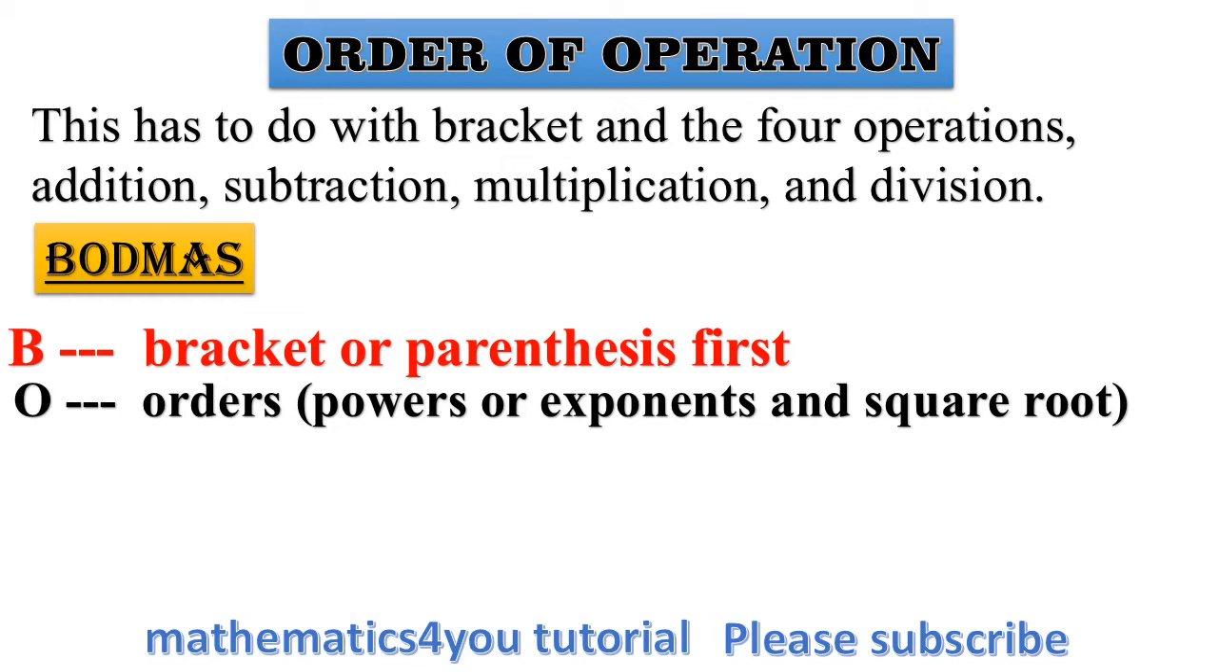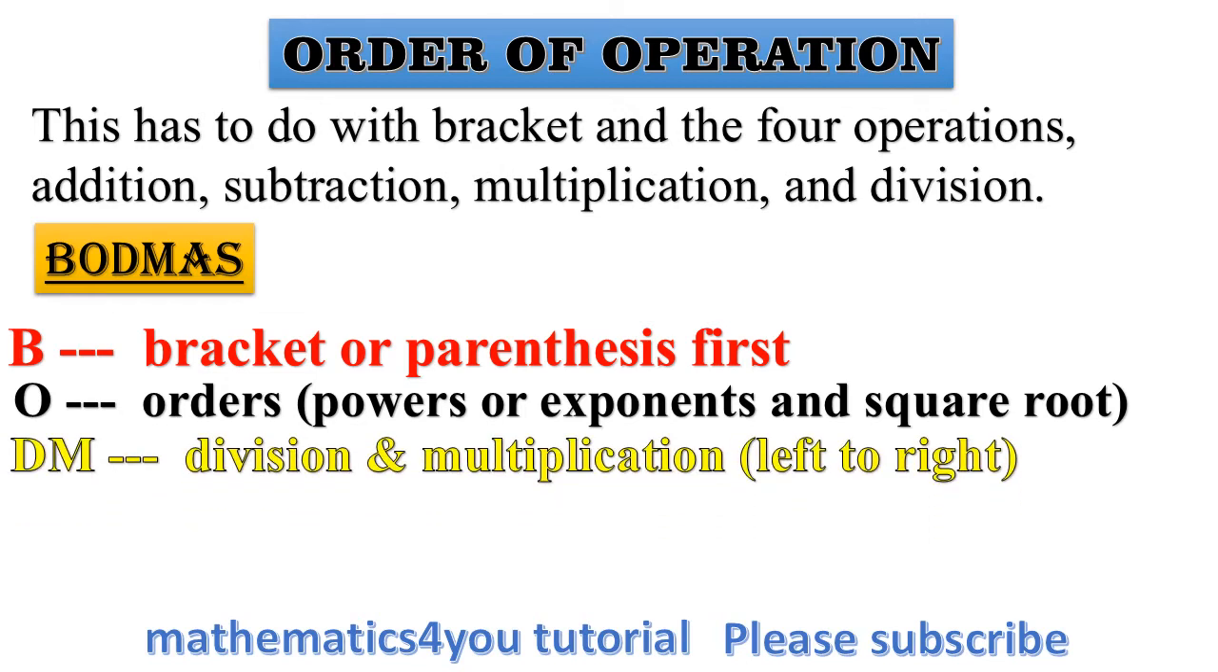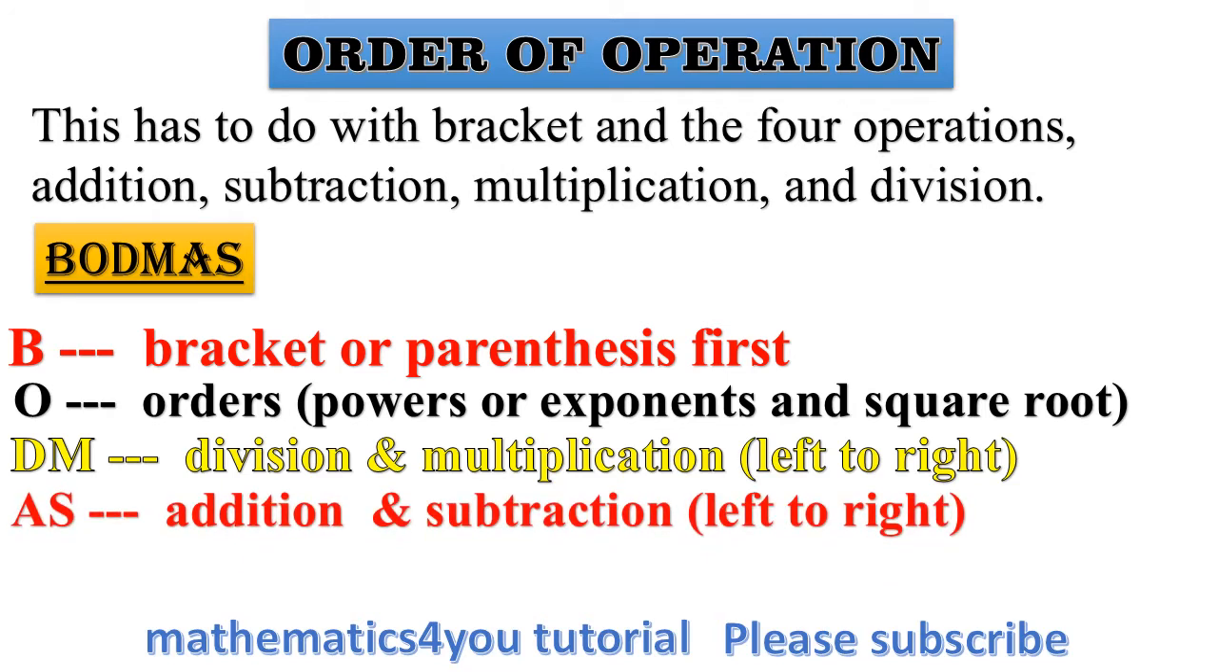After that you look for DM. It stands for division and multiplication. You do it from left to right. Division and multiplication from left to right, they are ranked equally. The next one is AS, which stands for addition and subtraction, from left to right. They are ranked equally. This is very key on this topic, order of operation. It's very important. Look at this acronym, know it, memorize it to your fingertips.